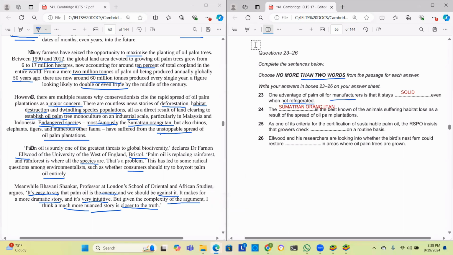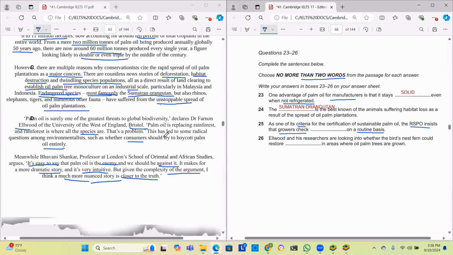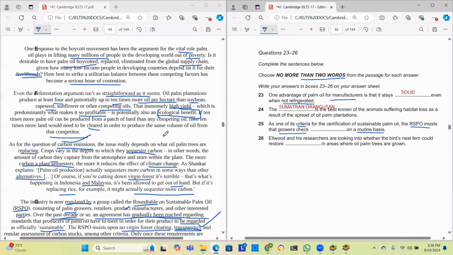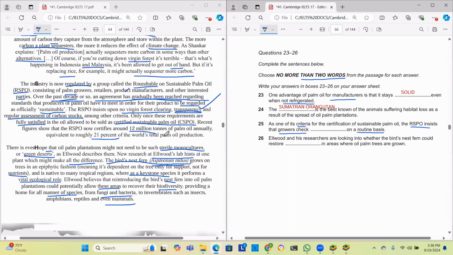And next one. So, as one of its criteria for certification of palm oil, the RSPO insists that growers check dash on a routine basis. Okay, they have to check, right? They have to check something on a daily basis. What is that? So we read it in the RSPO paragraph, right? Where is that? This one, right?